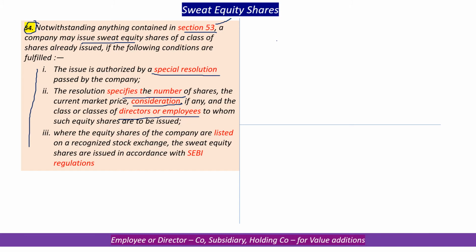The people who receive sweat equity have to be either directors or employees, and where the shares are listed, the issue has to be based on SEBI regulations. Three specific requirements of sweat equity: pass a special resolution, put all details of the number of shares and the consideration, and ensure it is issued to either a director or an employee. And who is the director or employee, we will see. Third, if it is listed, it should be as per SEBI regulations.